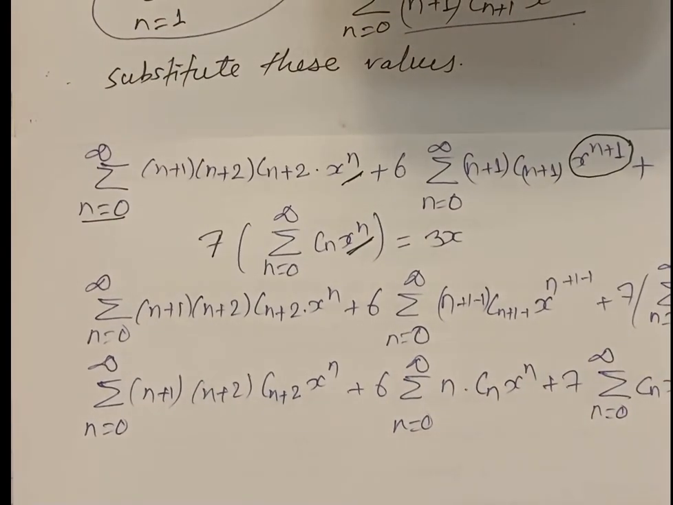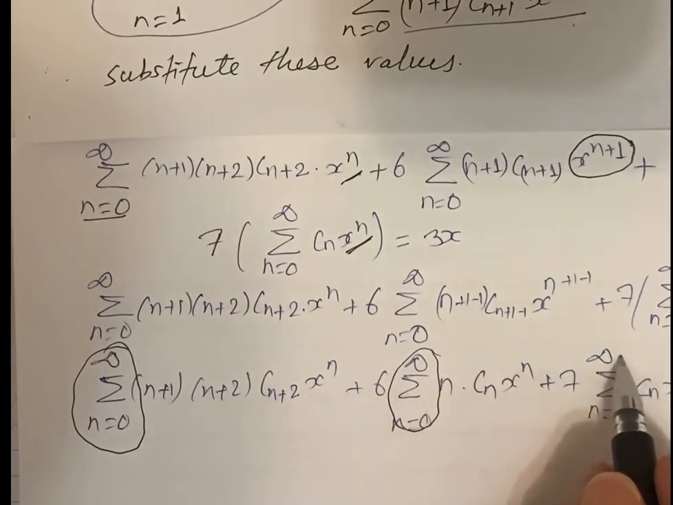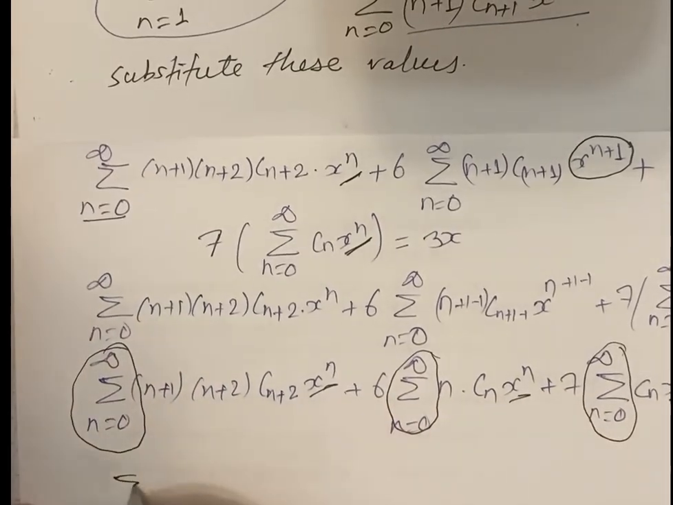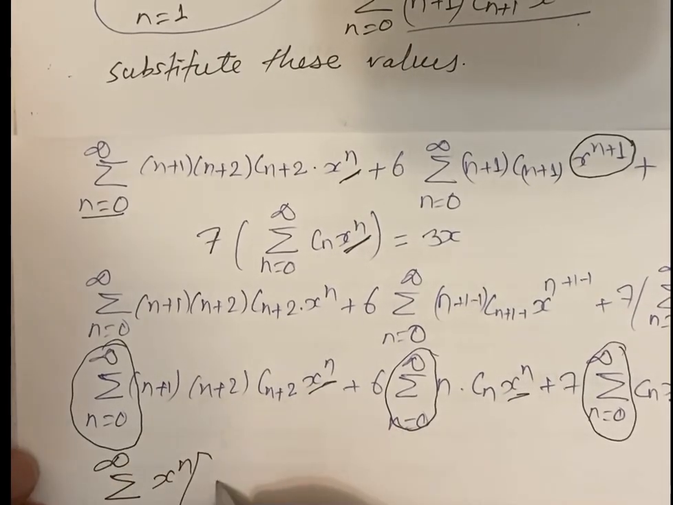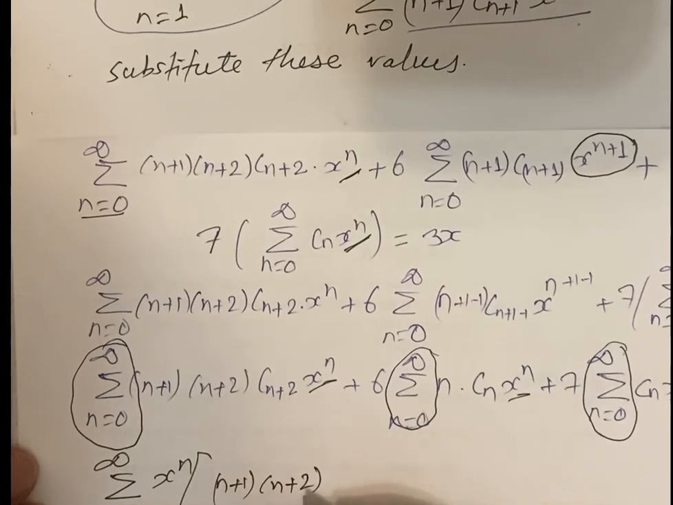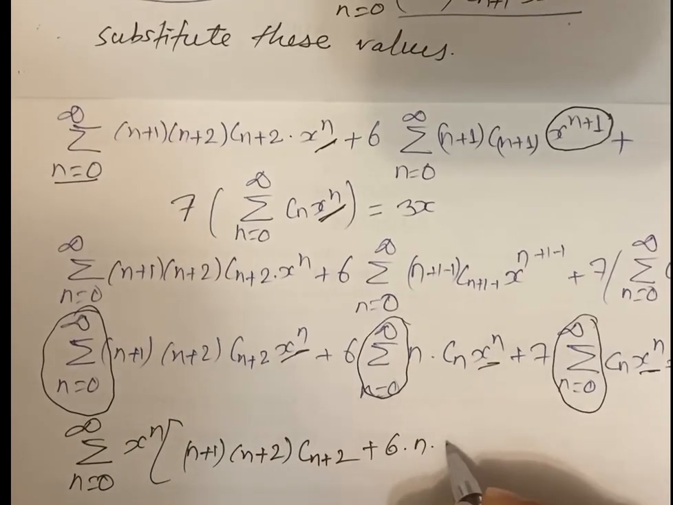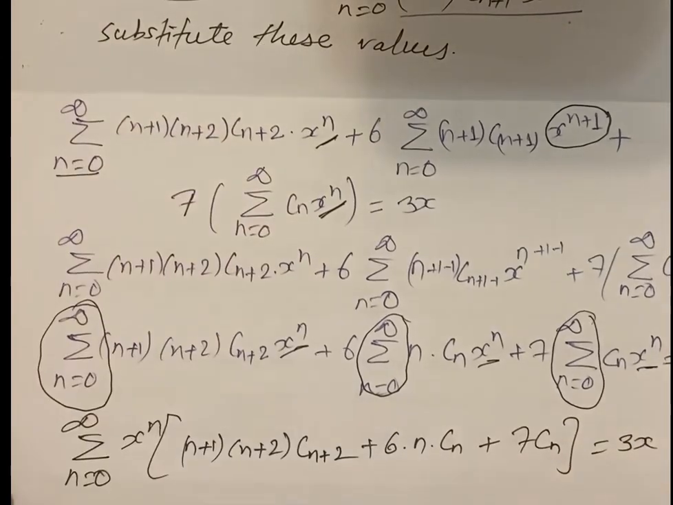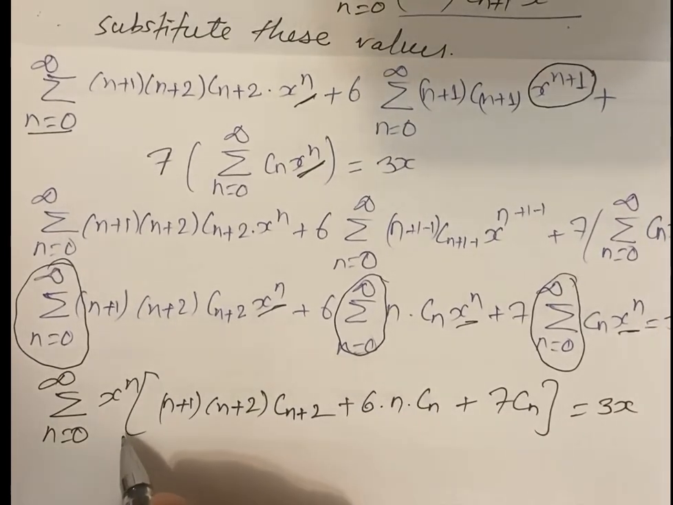Now we came to a situation where this summation term is the same, this summation term is the same, here the summation term is the same, and x^n is also the same. So let's take all these common, that is the sum from n equal to 0 to infinity of x^n, and the remaining terms are (n plus 1)(n plus 2) cn plus 2. In this term the remaining term is 6 n cn, plus here the remaining term is 7 cn, equal to 3x. Generally after this condition we are going to equate the power of both the terms.